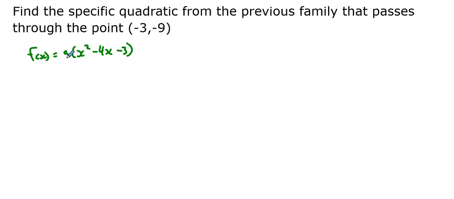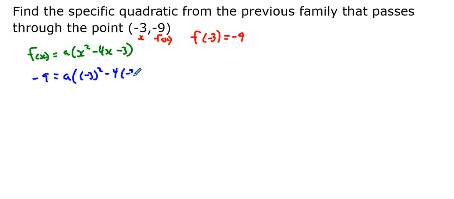The reason we do this is because a is already common factored out. And what we're saying here is, if it's going through this point, then this is going to be my x value, and this will be my f of x value. So what we're really saying is f of negative 3 equals negative 9. So we can say negative 9 is equal to a, and now I'm going to sub in my negative 3. So I'll sub in negative 3 squared minus 4 times negative 3 minus 3.